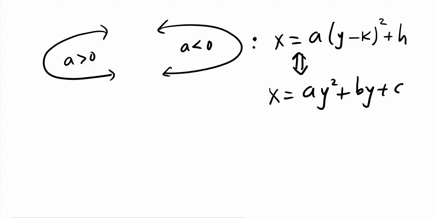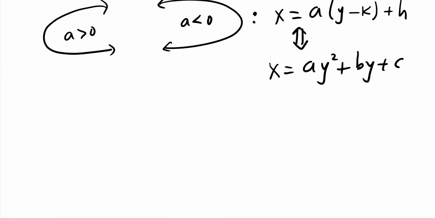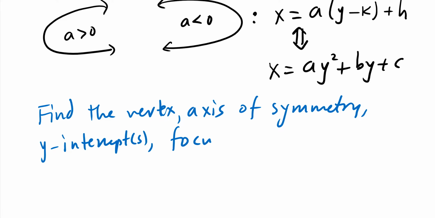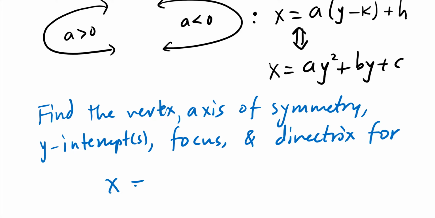So now let's look at an example in this. Let's say we are asked to find the vertex, axis of symmetry, so it means the equation of the axis of symmetry, y-intercept or intercepts, focus, and directrix for the equation given by x equals y squared plus 4y, and graph the parabola.